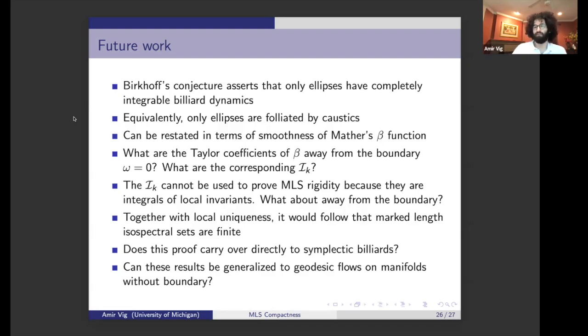And again, that would have really some tremendous implications in showing that Mark-length isospectral sets are finite. But that seems to be very hard, and there's a completely different toolbox. For example, in the setting of negative curvature, you don't have Aubry-Mather theory, you don't have integrable twist maps or any of this kind of stuff. But nonetheless, it would be very interesting.